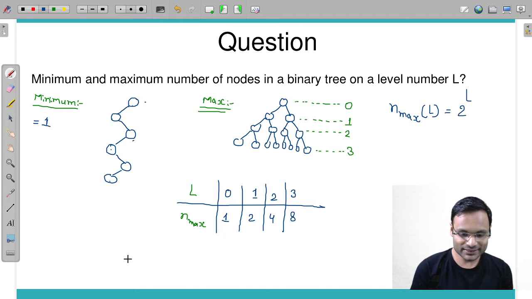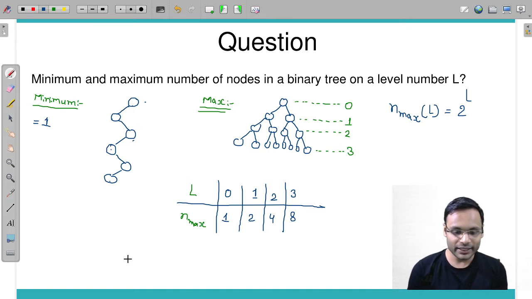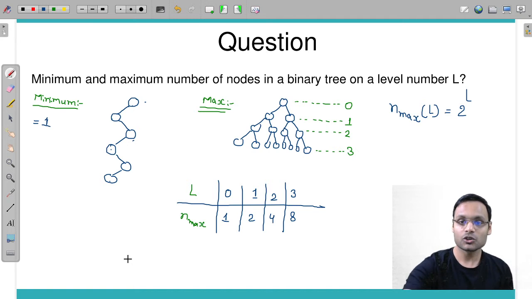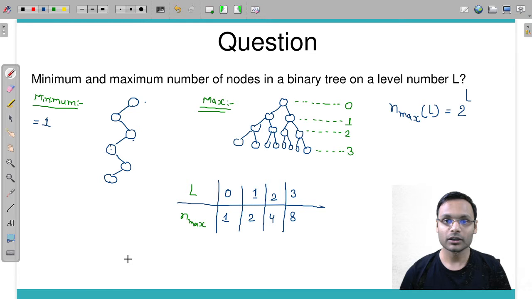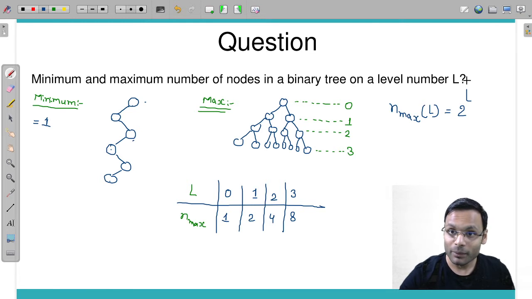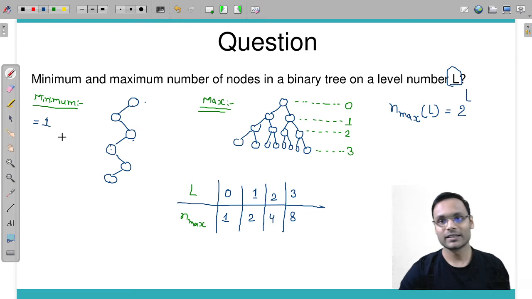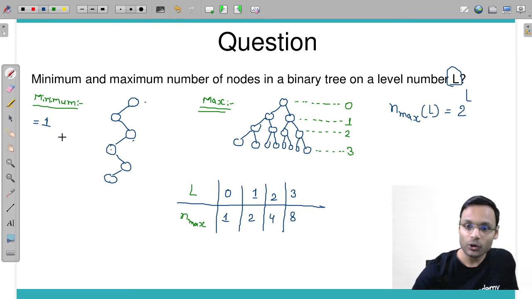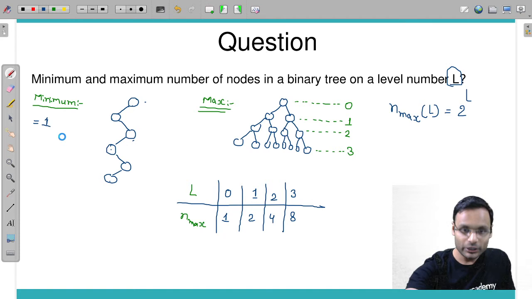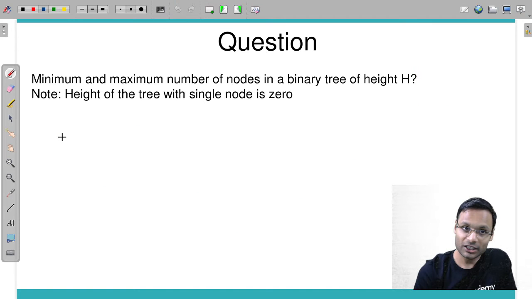Everybody got it. Yes or not? So if level number is given as capital L, number of maximum nodes on that level number L is 2 power L and minimum is 1 always. Whichever level it is. Okay, clear? Should we go next? Another question.